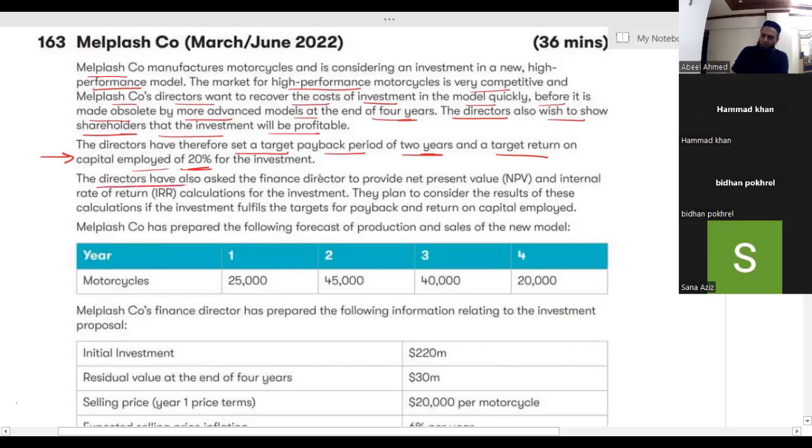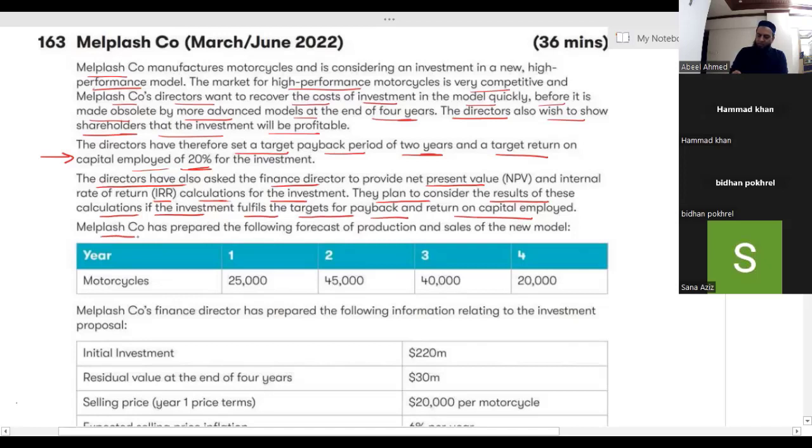The directors have also asked the finance director to provide NPV and IRR calculations for the investment. They plan to consider the results of these calculations if the investment fulfills the targets for payback and return on capital employed. That is very important. What is the finance director saying? He's saying also give us the NPV of this project and IRR as well. If the project meets the target of payback and meets the target of ROCE, then give us the calculation of NPV and IRR also.